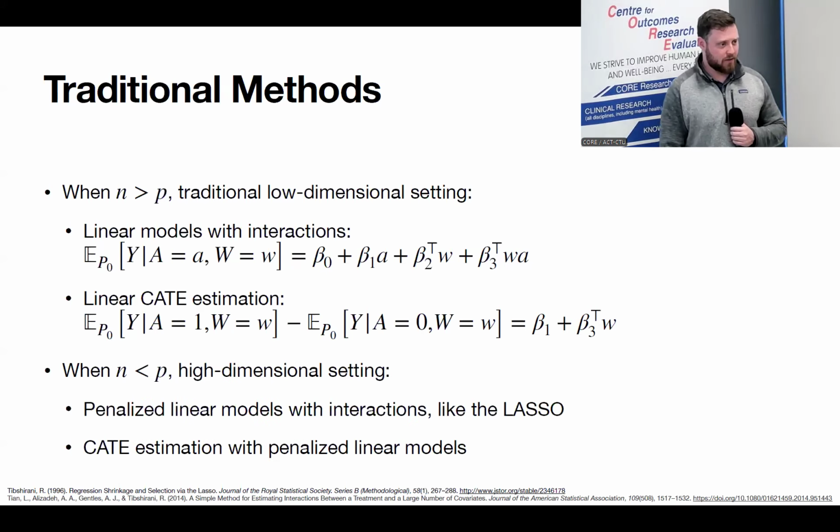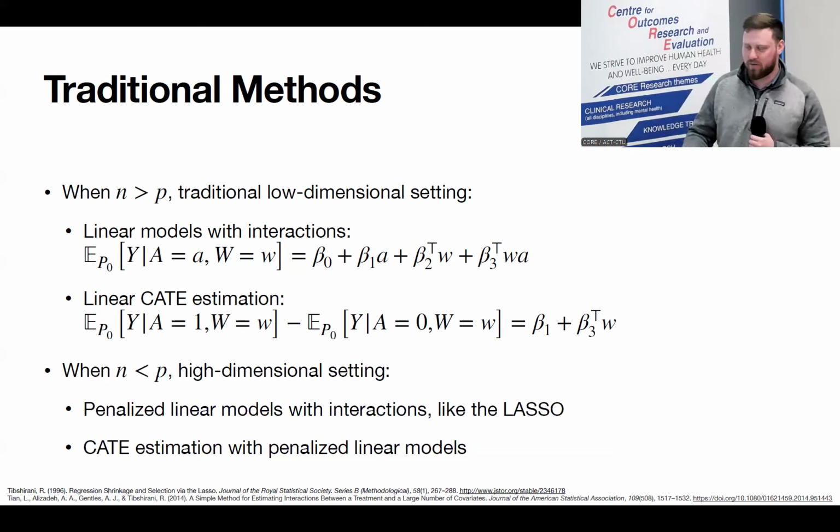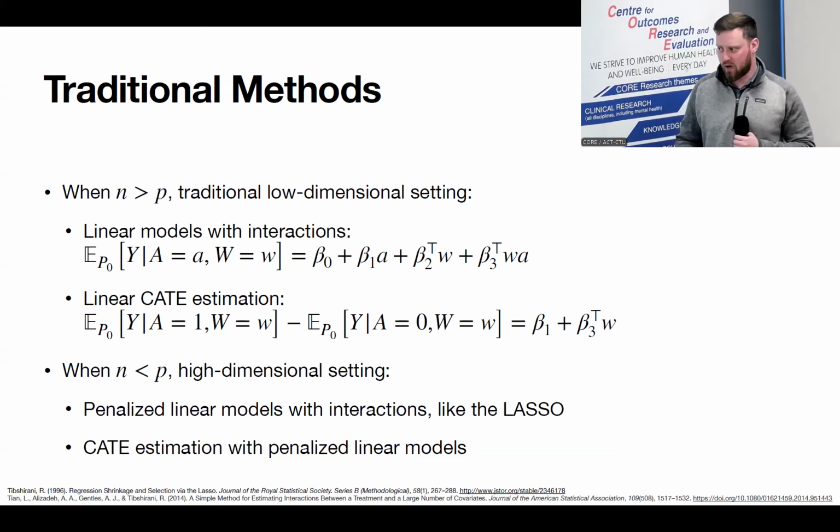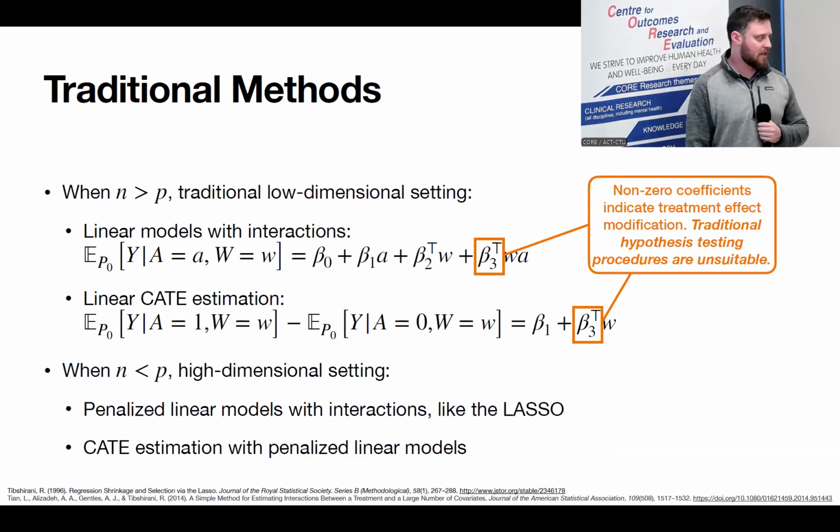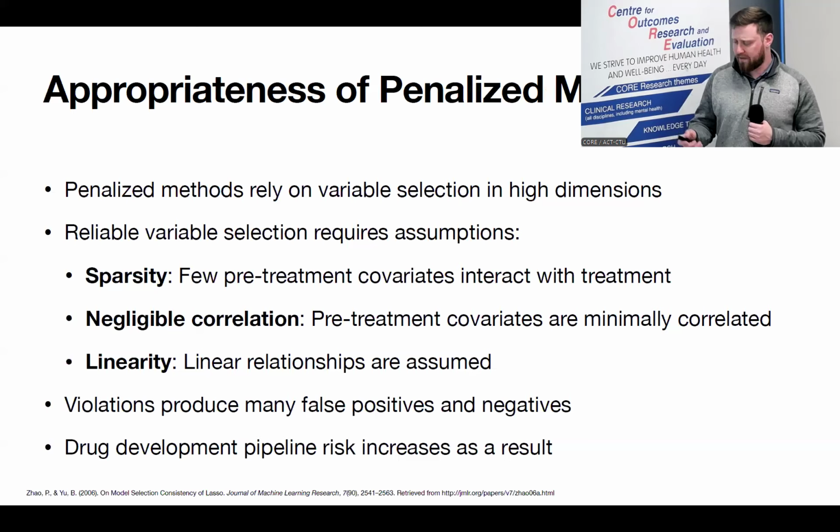When we're in the high-dimensional setting, so again, when we have more pretreatment covariates or more potential effect modifiers to look at than there are patients, we run into issues. We can't actually use traditional approaches anymore. We have to rely on penalized methods, like, for example, the lasso, which you may have heard of, which simply shrinks these beta 3s down to a value of 0 when the algorithm believes that it's not important. Unfortunately, this approach does not allow for traditional hypothesis testing procedures. Inference is tough. What you have to do instead is rely on reliable variable selection of these methods.